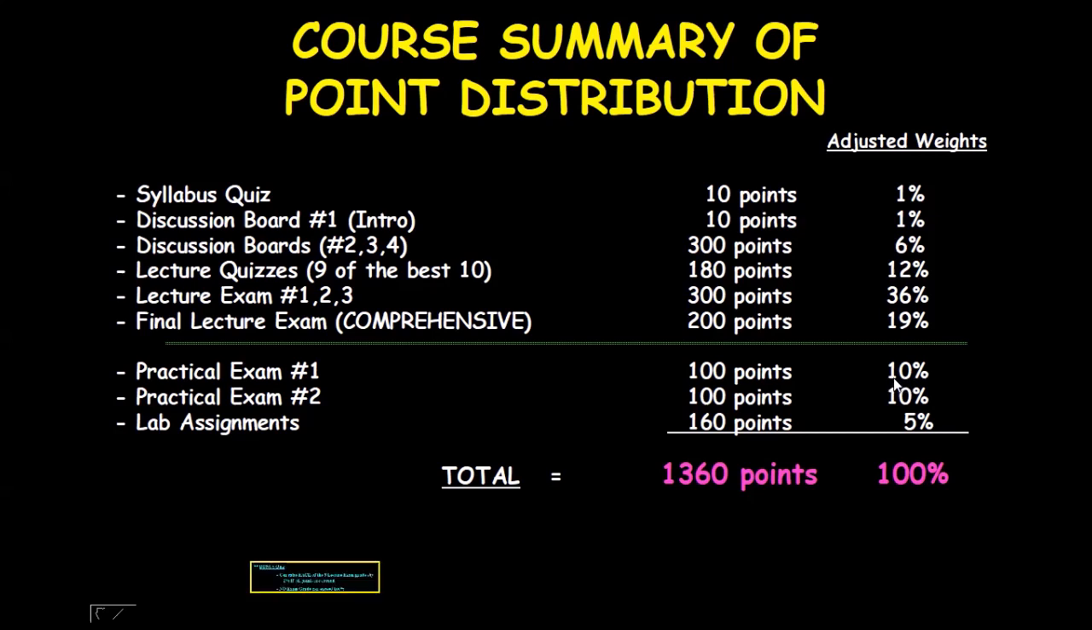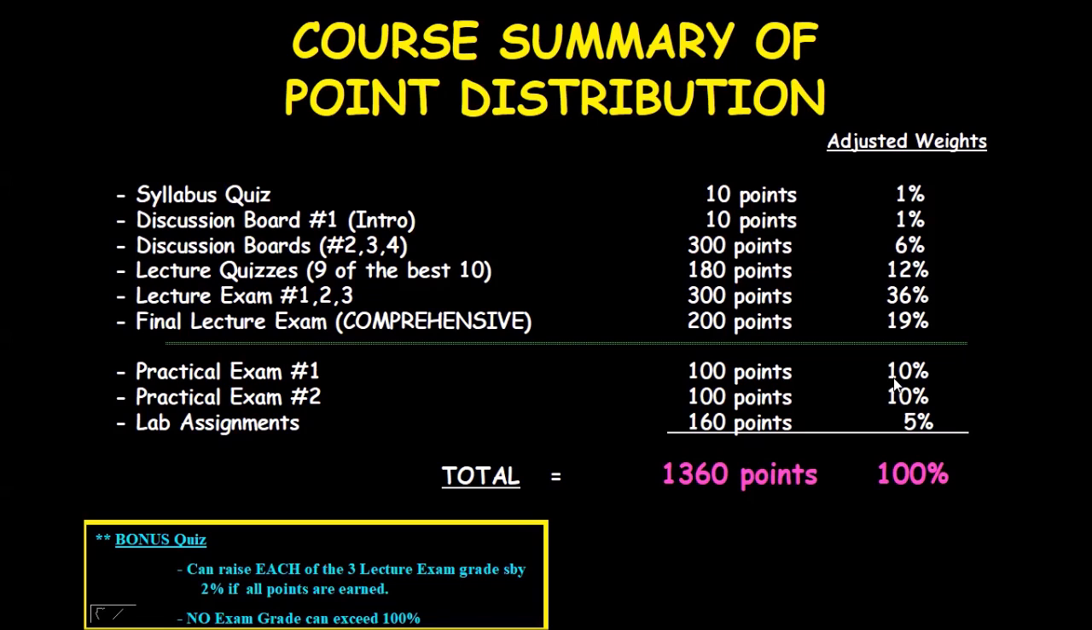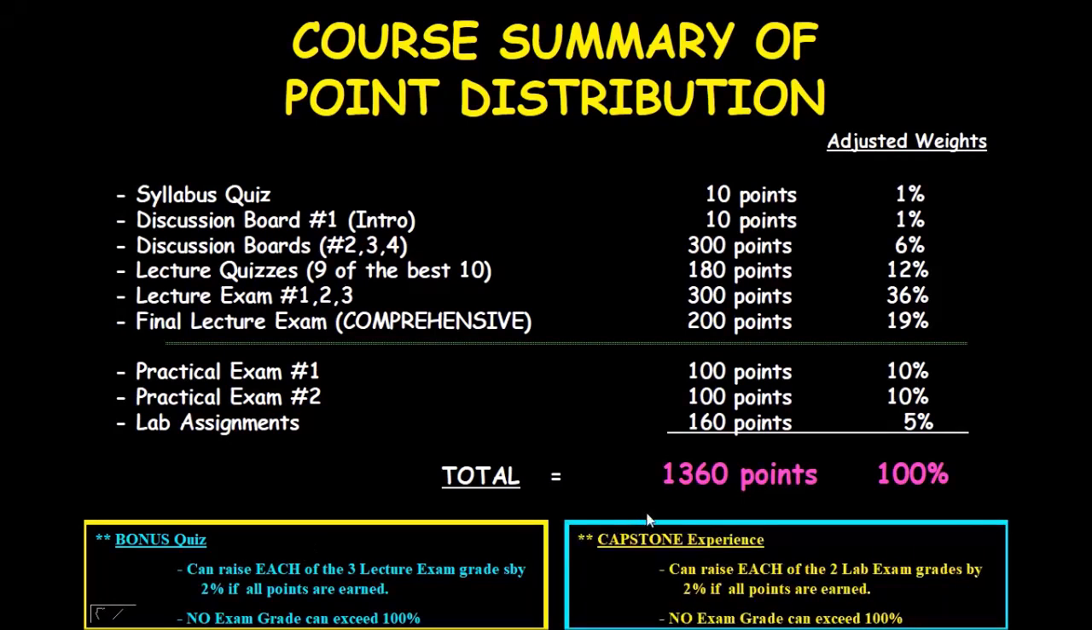more correct, right? Keep in mind, for the lecture, I do have a bonus quiz that can raise each one of your 3 lecture exams up by 2 percentage points. No exam grade can exceed 100. And also the capstone experience can raise each of your 2 lab exams by 2 percentage points. No exam grade can exceed 100. All right, so keep in mind the lecture portion over here, this all adds up to 75%. This adds up to 25%, giving you 100%. Okay, so that's where that comes in.